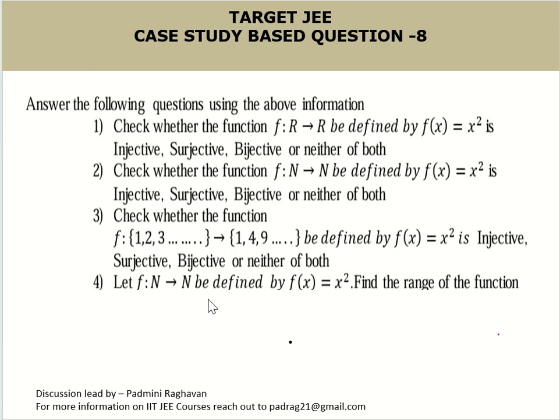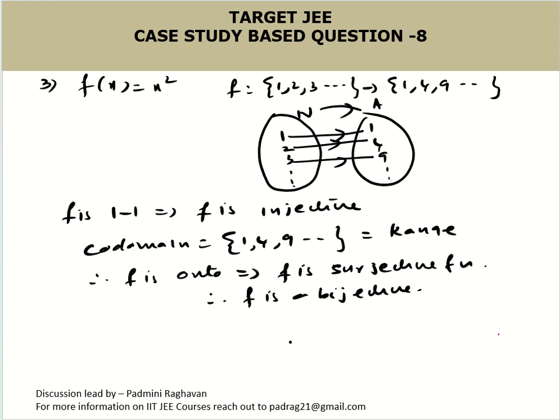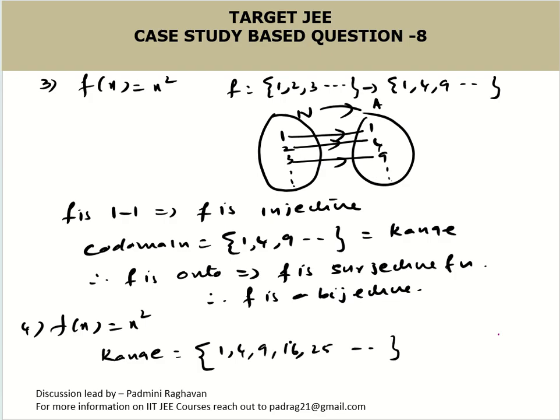The last subdivision is f is a function from N to N defined as f of x is equal to x square. I think this looks easy. F of x is equal to x square, natural numbers to natural numbers. They are asking us to find the range. Range is nothing but the squares of the natural numbers. 1, 4, 9, 16, 25 and so on is the range of the required function.